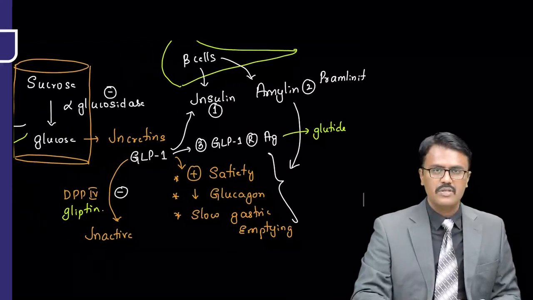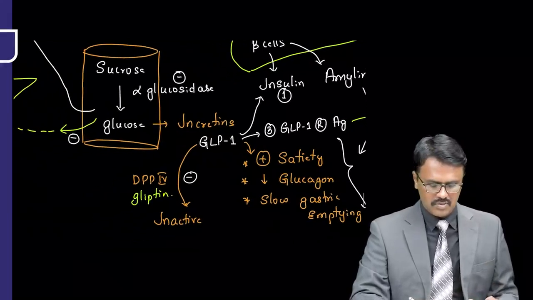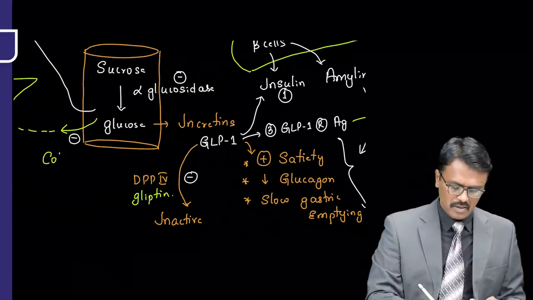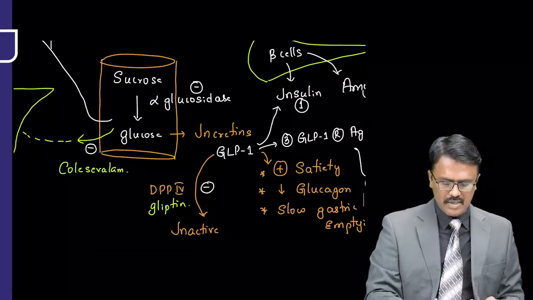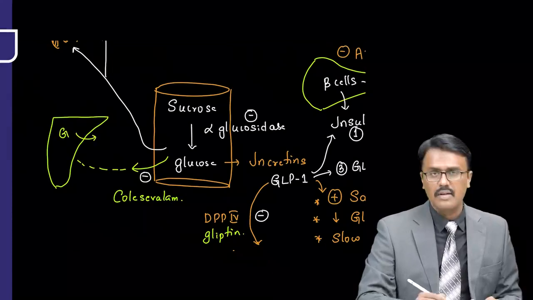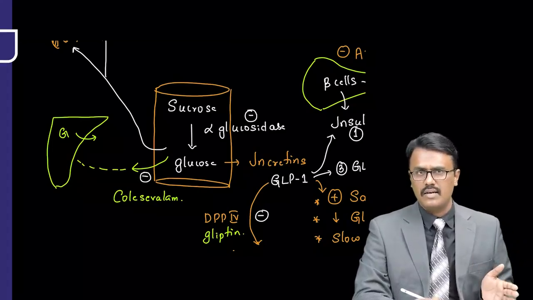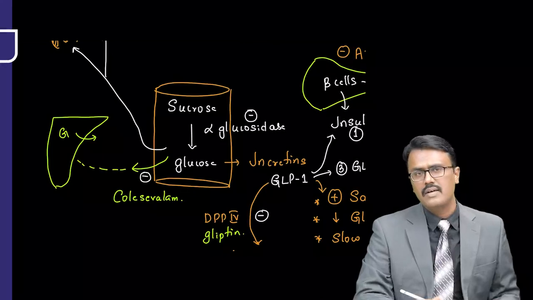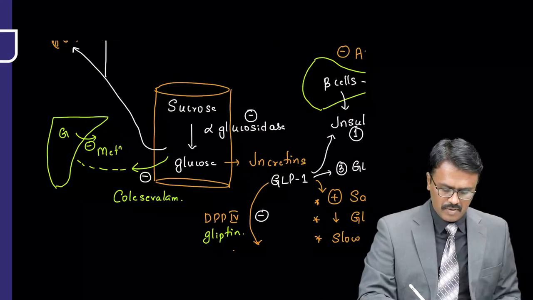Alpha glucosidase inhibitors are acarbose, miglitol, and voglibose. You can also inhibit glucose absorption with a drug by the name colesevelam. And you know that glucose can be released from the liver with the help of gluconeogenesis. So gluconeogenesis can occur, and from there glucose can be released from the liver, and that is inhibited by a beautiful drug by the name metformin.